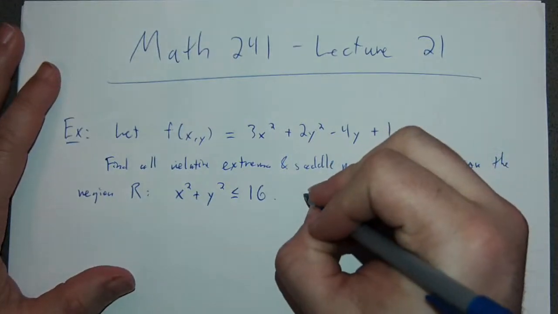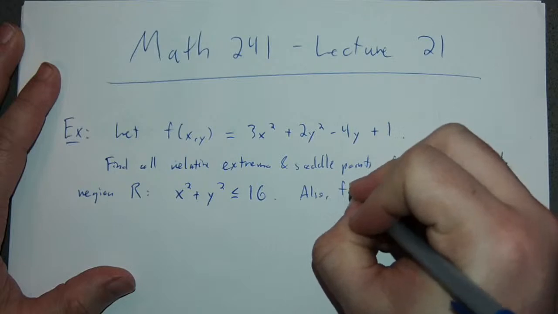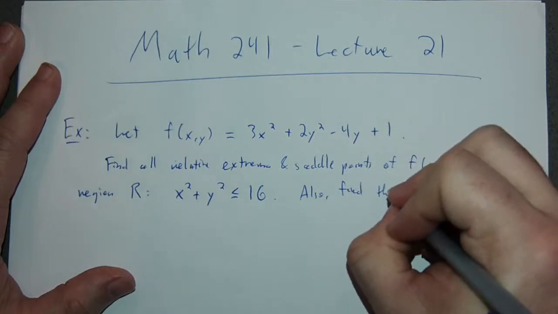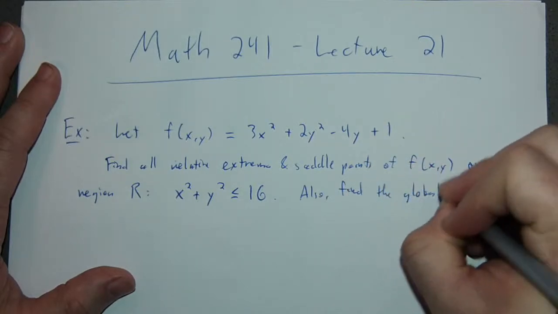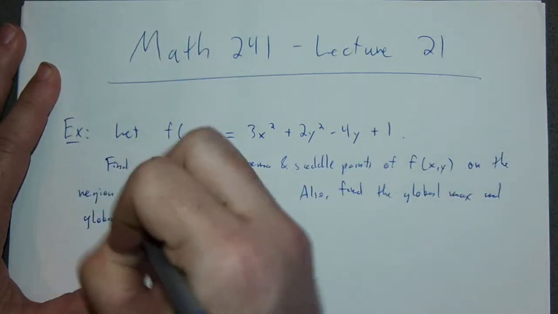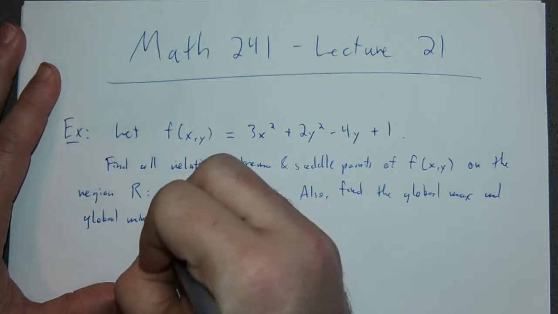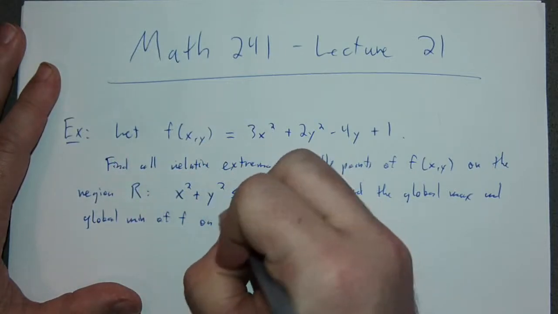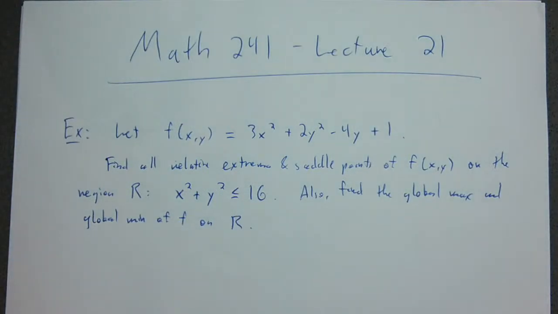Also, find the global max and global min of f on R. All right, so this question is basically asking us to do everything here, right? So how do I do this?